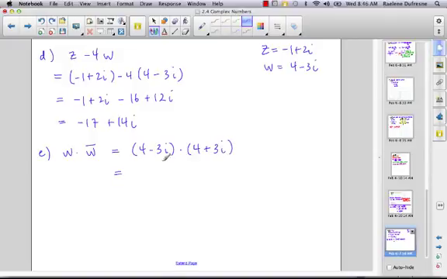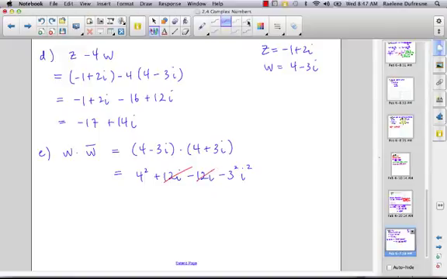4 times 4 is 4 squared. 4 times 3i is plus 12i. Minus 3i times 4 is minus 12i. And minus 3i times positive 3i is minus 3 squared i squared. And we see here that the terms in the middle, positive 12i and negative 12i, will cancel.